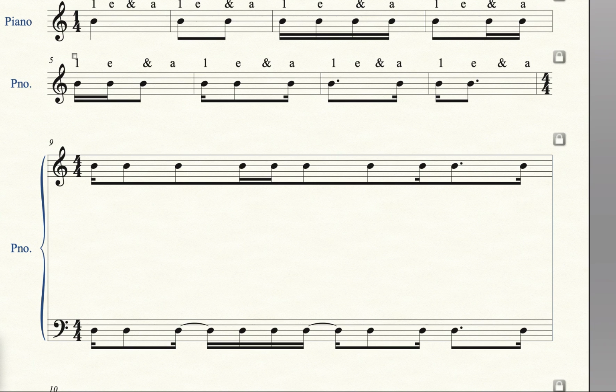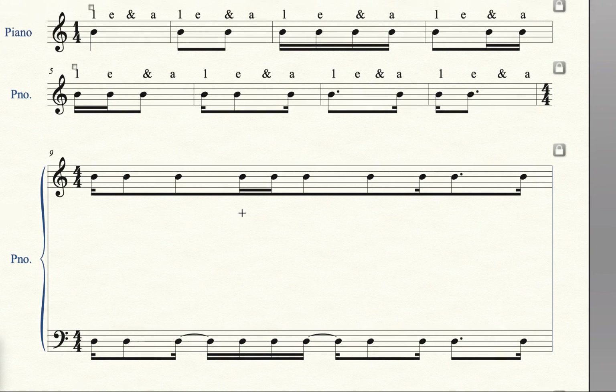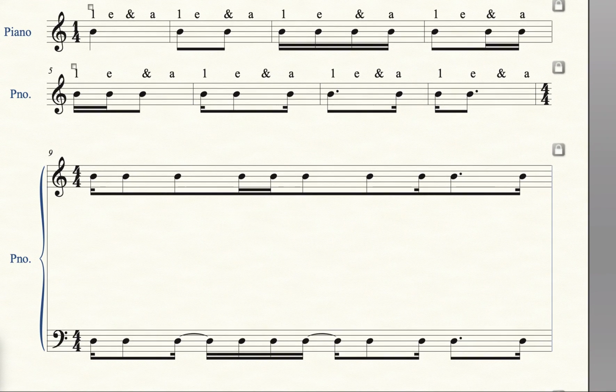I hope that helps. Like I said, this is a lot easier to talk about in person with a whiteboard, but I hope this gets you started in understanding the basic building blocks of rhythm. All right, thanks. Bye.